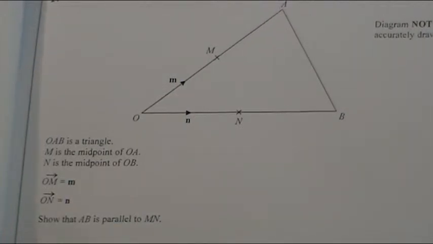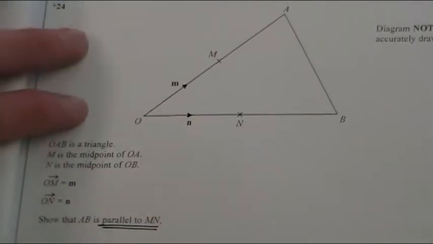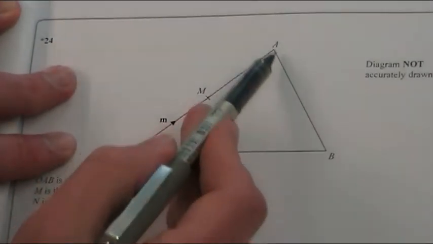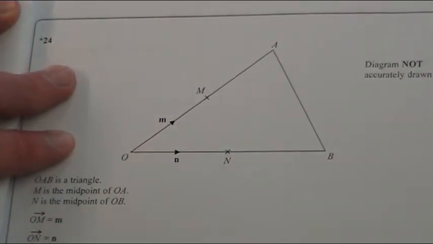Question 24 is about vectors. It's a very difficult vector question. We are asked to show that AB is parallel to AM. That simply means that this line here from AB is parallel to this part here. So let's read the rest of the question.